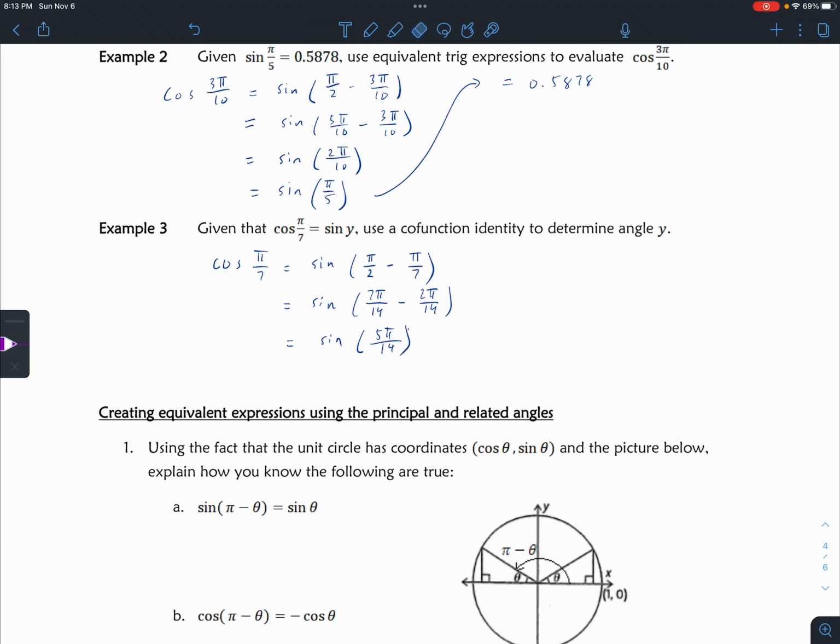And that is what y is going to be. Therefore, y is equal to 5 pi over 14. That's the angle in radians, just using a cofunction identity.